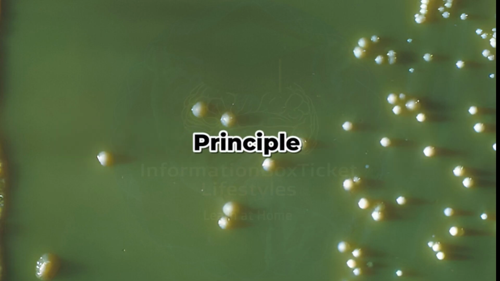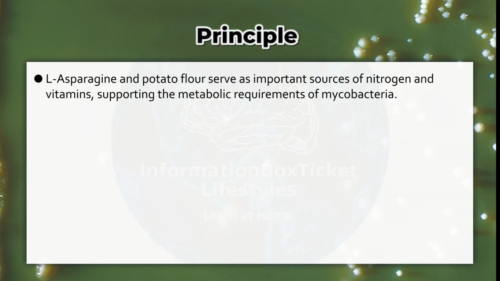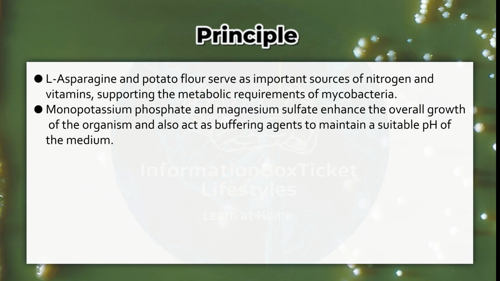Principle of L.J. medium. L-asparagine and potato flour serve as important sources of nitrogen and vitamins, supporting the metabolic requirements of mycobacteria. Monopotassium phosphate and magnesium sulfate enhance the overall growth of the organism and also act as buffering agents to maintain a suitable pH of the medium.